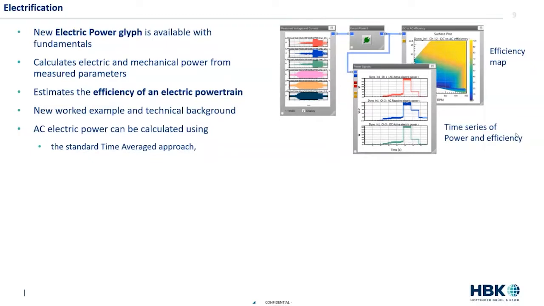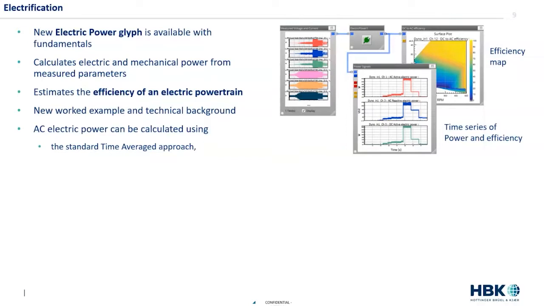And the nice thing is you can display that in various fashions. So first you can display the power signals that it calculates in a time series, but you can also display typically the efficiency in an efficiency map. So you'd have the shaft speed on the x-axis, the shaft torque on the y-axis, and the z-axis top view showing basically the efficiency, or it could be the power or any other parameter.